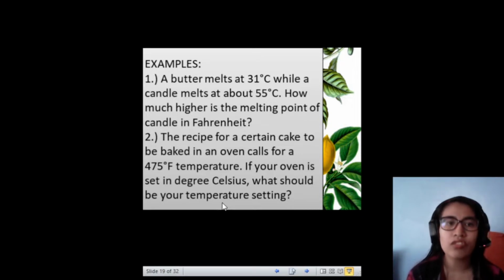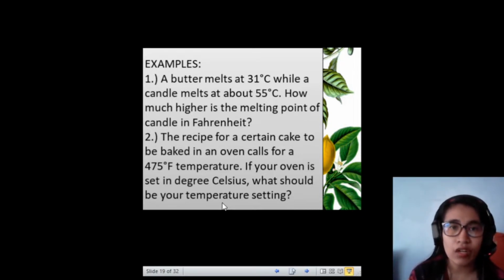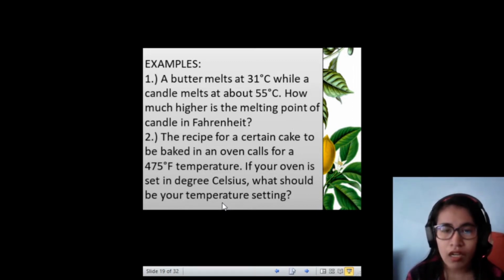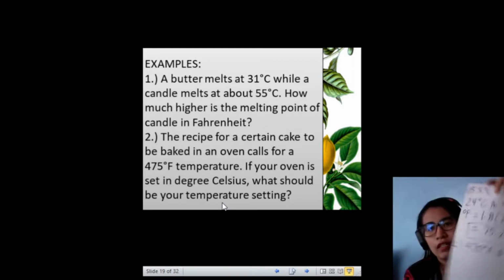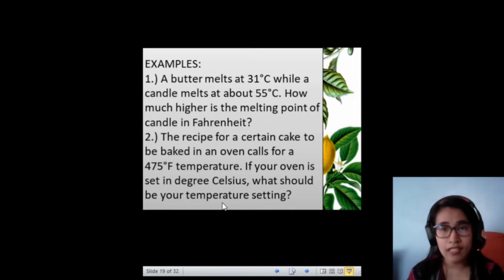the recipe for a certain cake to be baked in an oven calls for a 475 degree Fahrenheit temperature. If your oven is set in degrees Celsius, what should be your temperature setting? So first, the only thing we need to do is to convert that 475 degree Fahrenheit into degree Celsius.